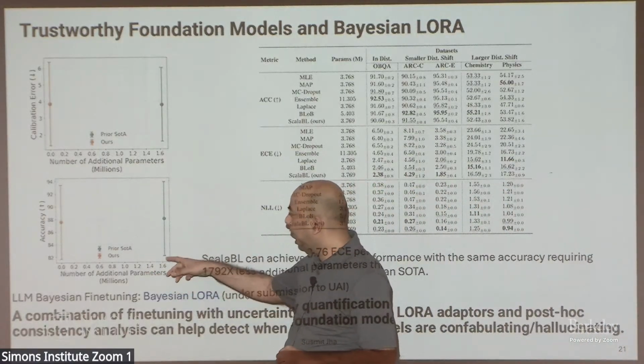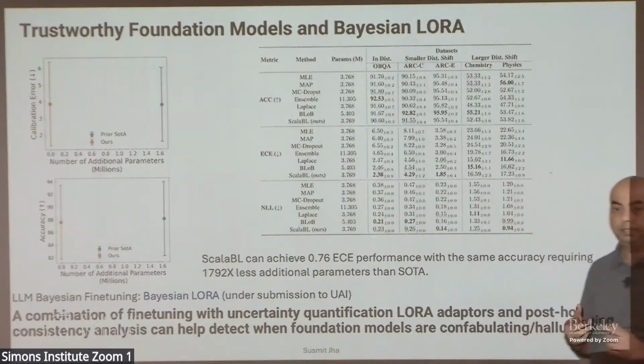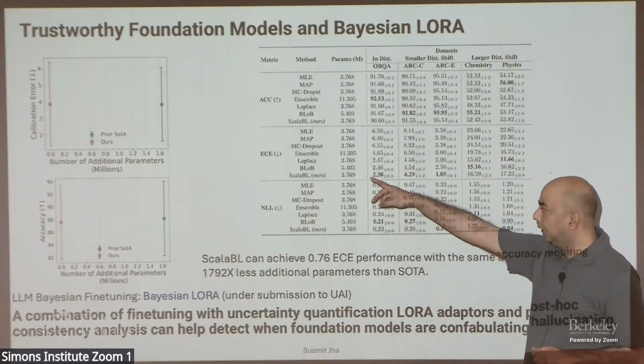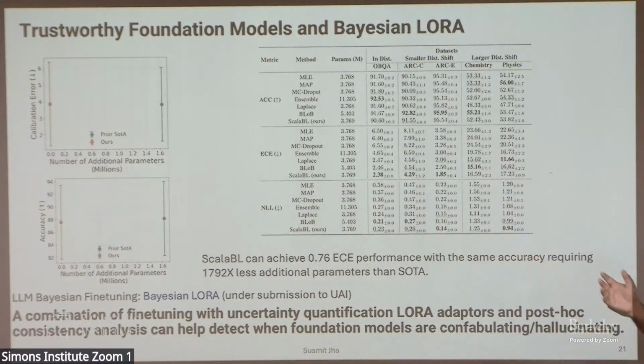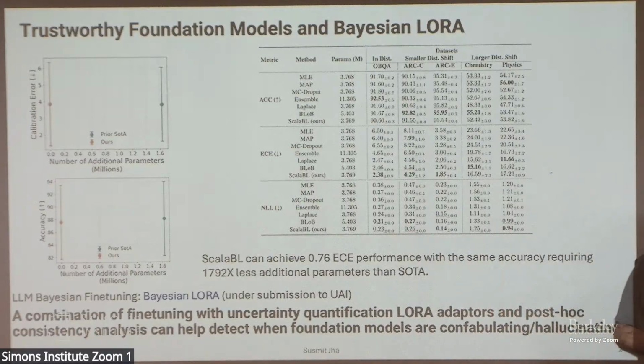What you will see is that our approach is able to drastically reduce the number of parameters required and still have the same accuracy. And not only does the accuracy remain the same, when we look at the calibration error and NLL, negative log likelihood, which is another way to look at how overconfident your model is, our method does better even in terms of calibration. So this is an example of how you can take even large language models and use Bayesian LoRA kind of approaches to make them more uncertainty aware.